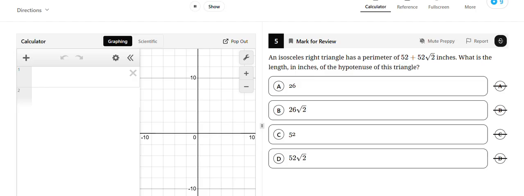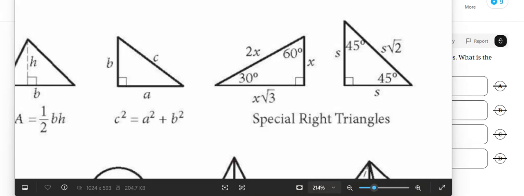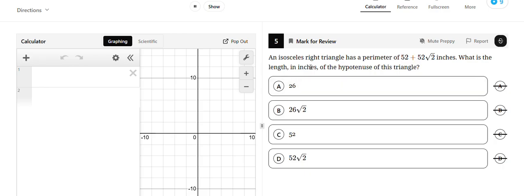Oh, okay. Wait, let me just pull up the reference sheet real quick. So as seen in the reference sheet, we have some special right triangle rules here. So for this one, it does say that it's isosceles. Isosceles means two angles are the same, and it's a right triangle, meaning it's a 45-45-90 triangle.